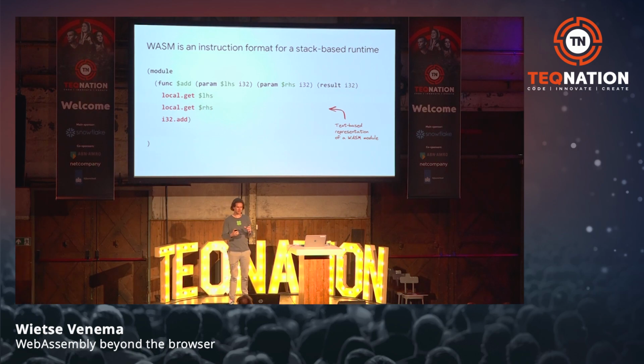Now let's look at a text-based representation of a Wasm module. This is a trivial one. There's one function, and it adds two numbers. There's a function signature with two parameters and a result. In the function body, it takes those two parameters and loads them on the stack. And then the next instruction is the add instruction. It takes those two parameters from the stack, adds them together, and leaves one result. The remaining element in the stack is the result.